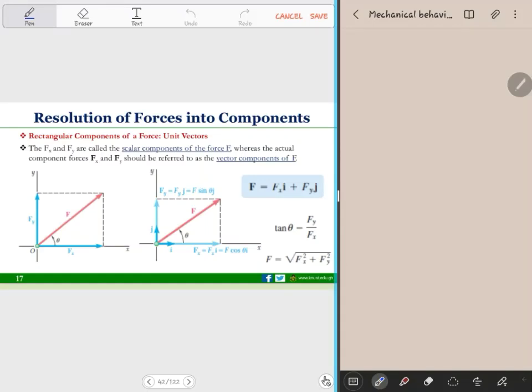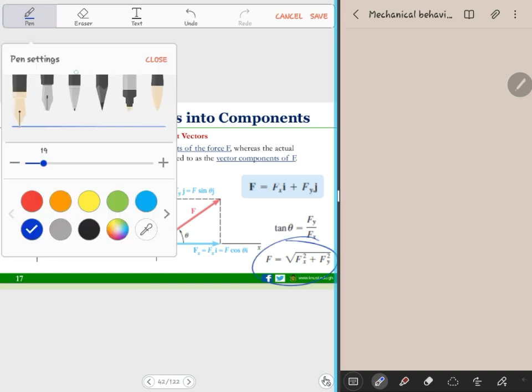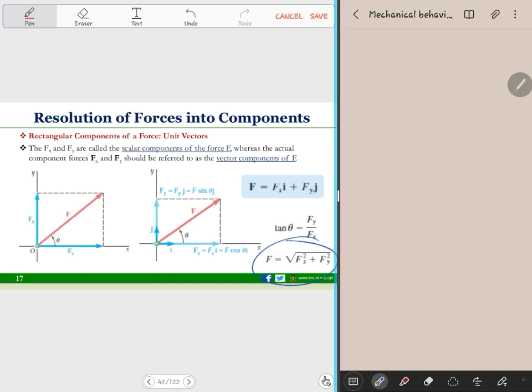Okay, so when it comes to resolution of forces into components, there's a particular misconception, a general idea that we have in mind that must be broken. Generally, you've seen this equation, right? Where the resultant force, the actual force, is made of the components. So F is equal to the square root of Fx squared plus Fy squared, right?